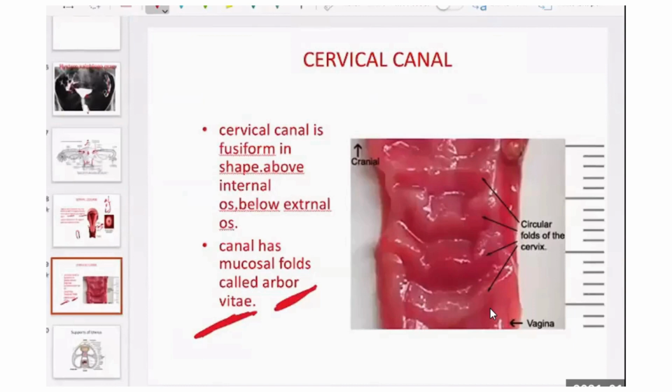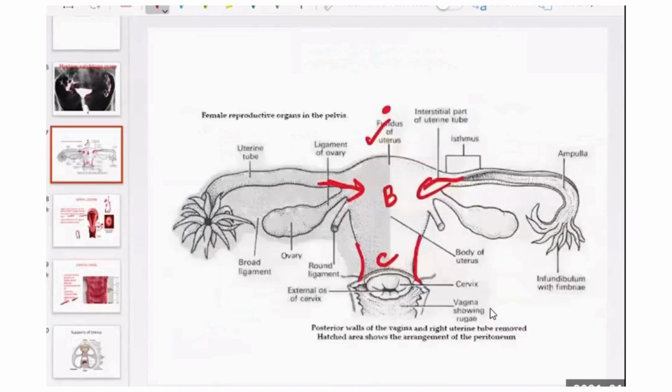How are the folds kept in position? By means of supports. A few structures hold the uterus in position. Right? What occurs in pregnancy?